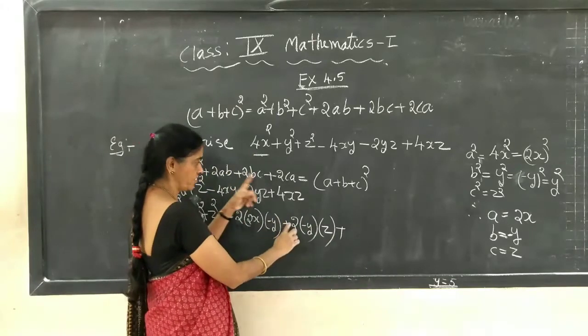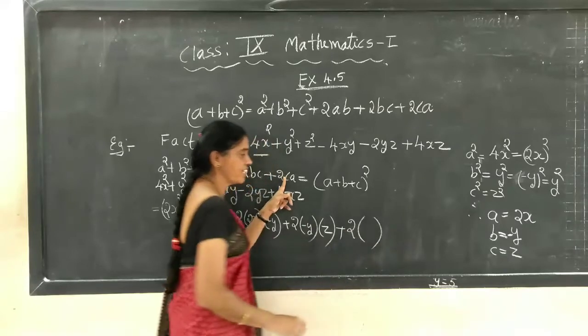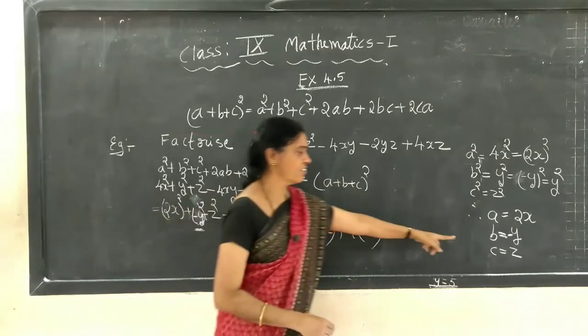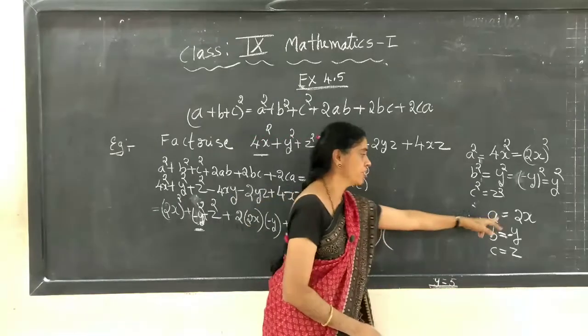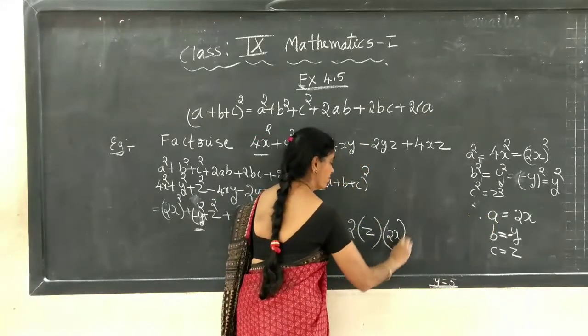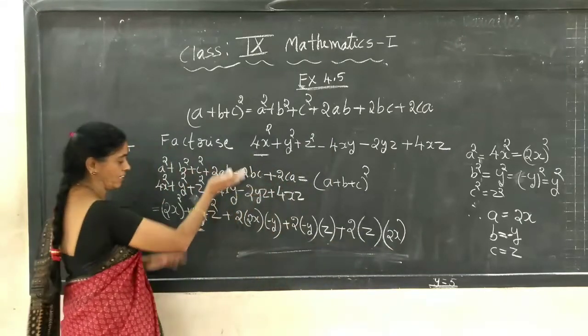2ab, 2bc, 2ca, 2 into c. What is your c? z into a. What is your a? 2x. So this is the thing we did. We have written the same thing this way.